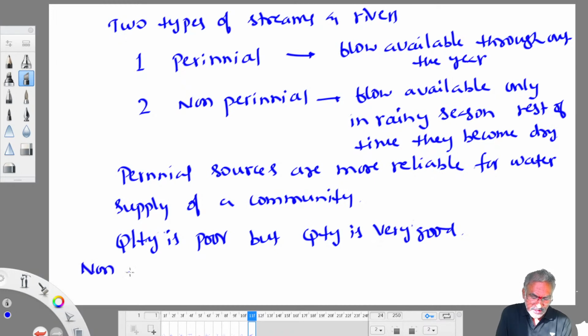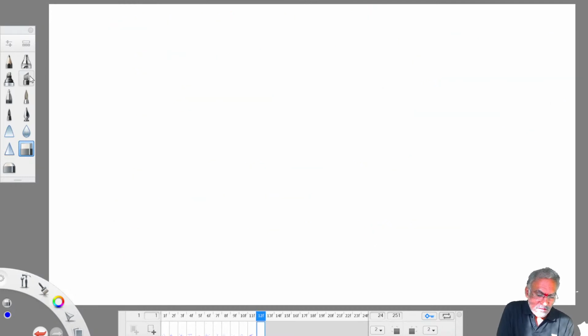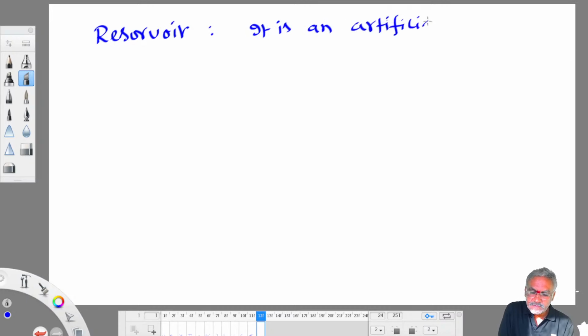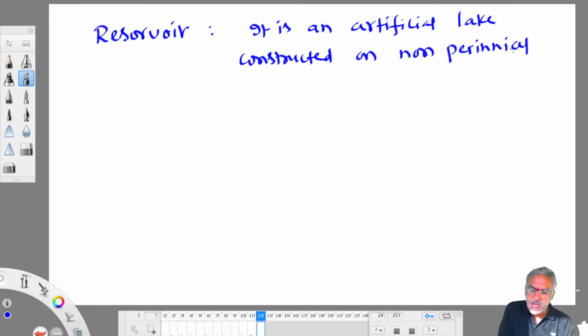So when depending on non-perennial sources, you have to construct a reservoir. A reservoir is nothing but a water bank. It is an artificial lake, a constructed source, constructed on a non-perennial stream or river. So when you are depending on a non-perennial stream or river, you have to construct a reservoir.